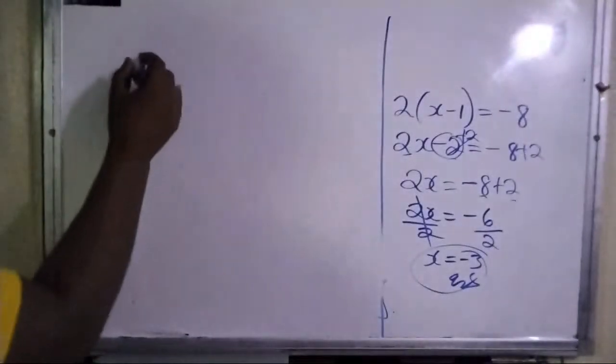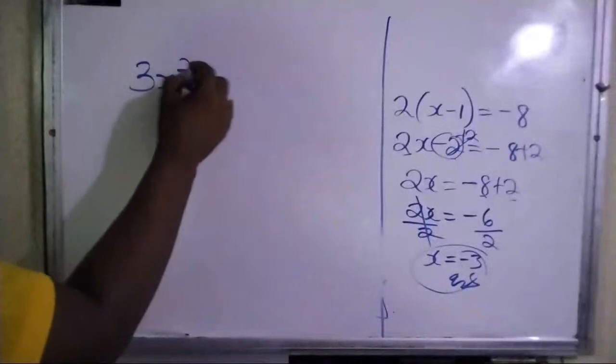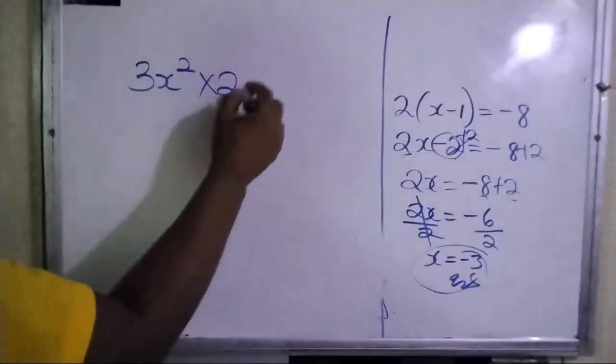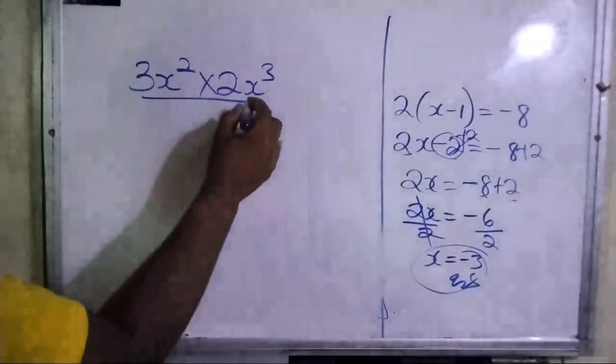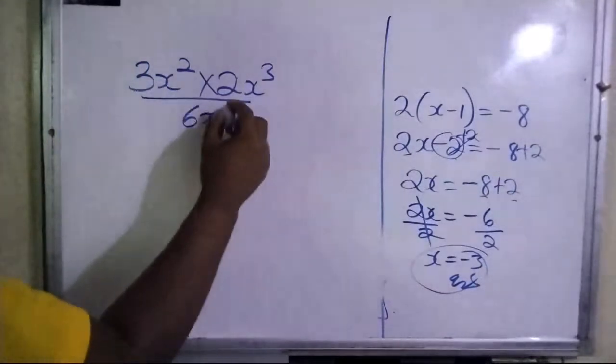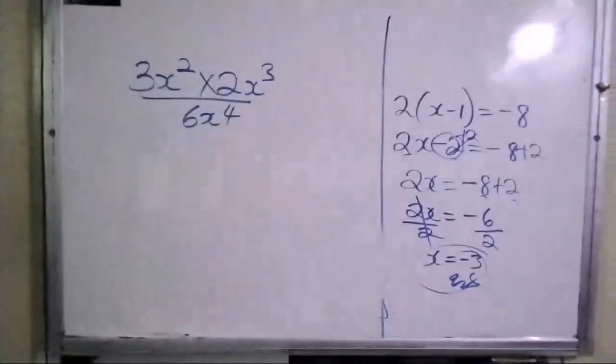What about this time? Suppose we get 3x squared multiplied by 2x to the third divided by 6x to the fourth. How do we approach that? What will be the answer for that? 1 minute, guys. 1 minute. Let's go.